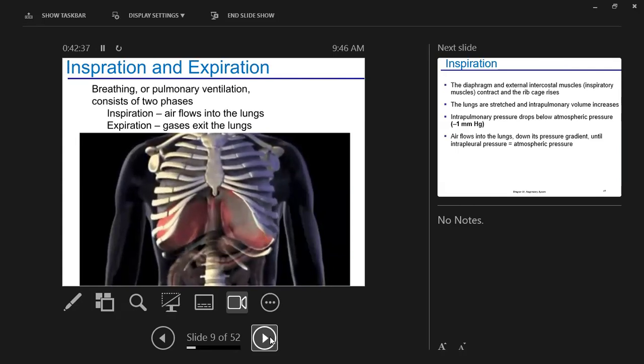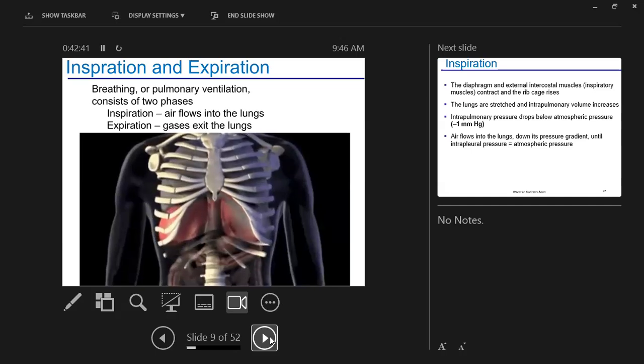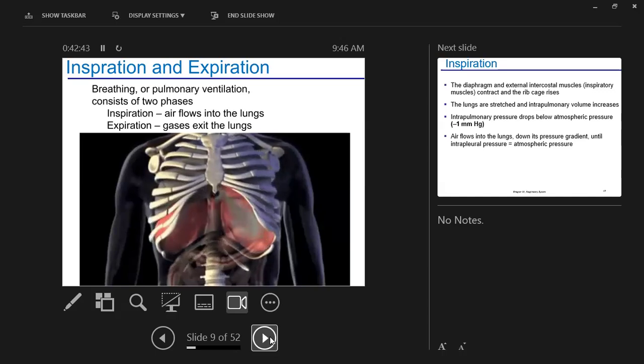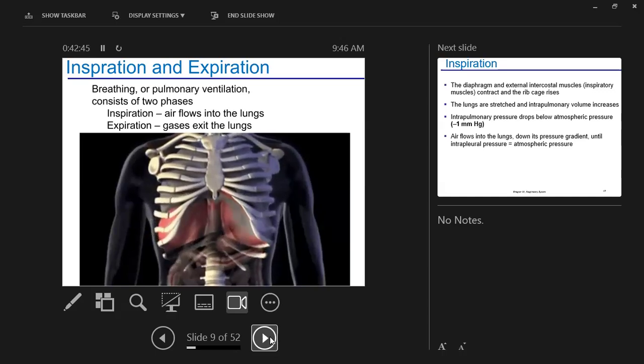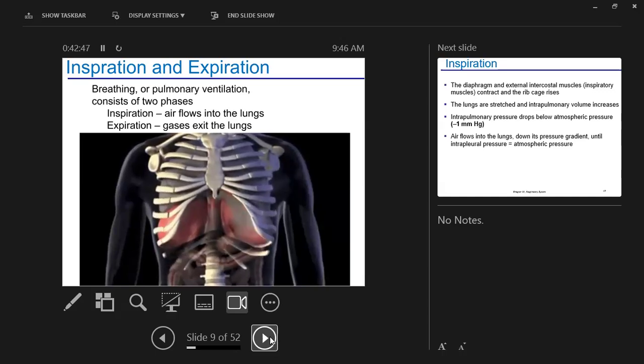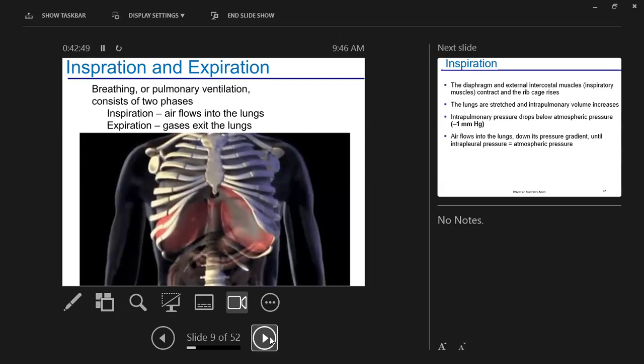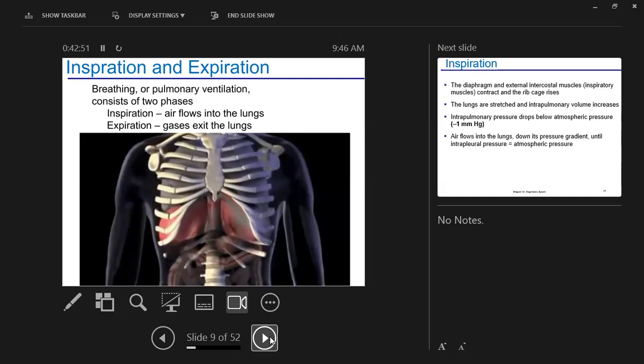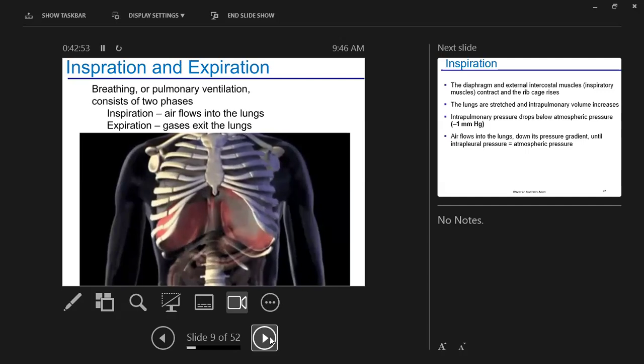Inspiration and expiration. Pulmonary ventilation, which is another term for breathing, has two phases. We inhale air or we expire air. When air comes in, it has to be cleaned up. It has to go through the nasal cavity, and then we have to blow it out.